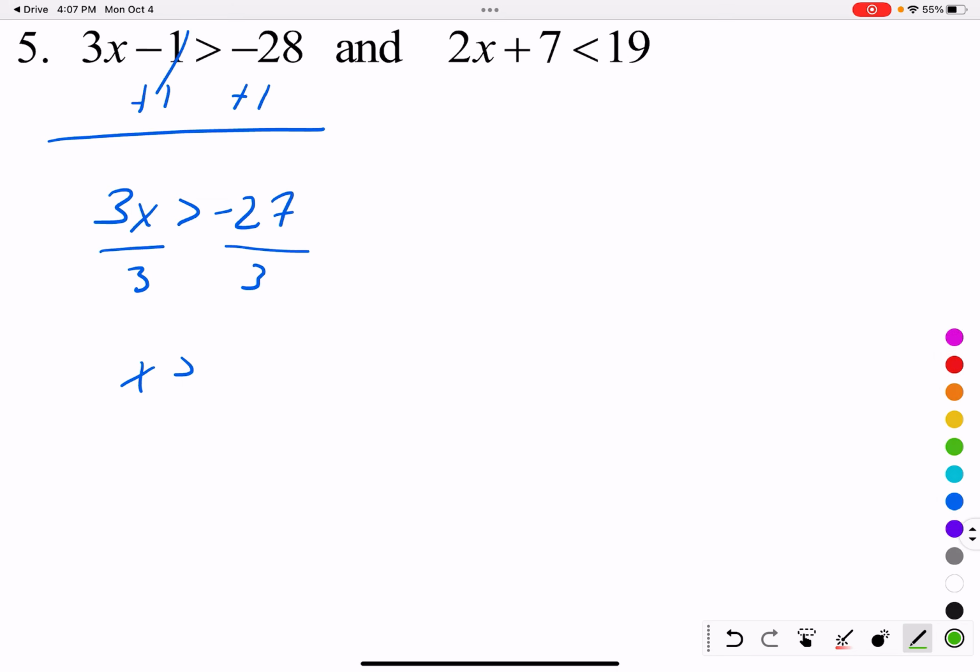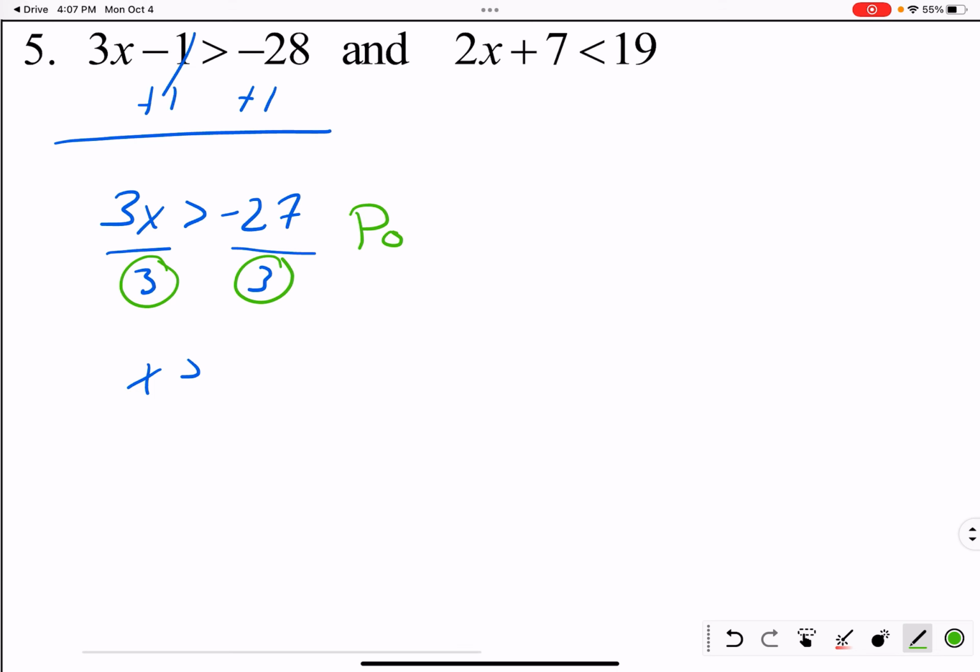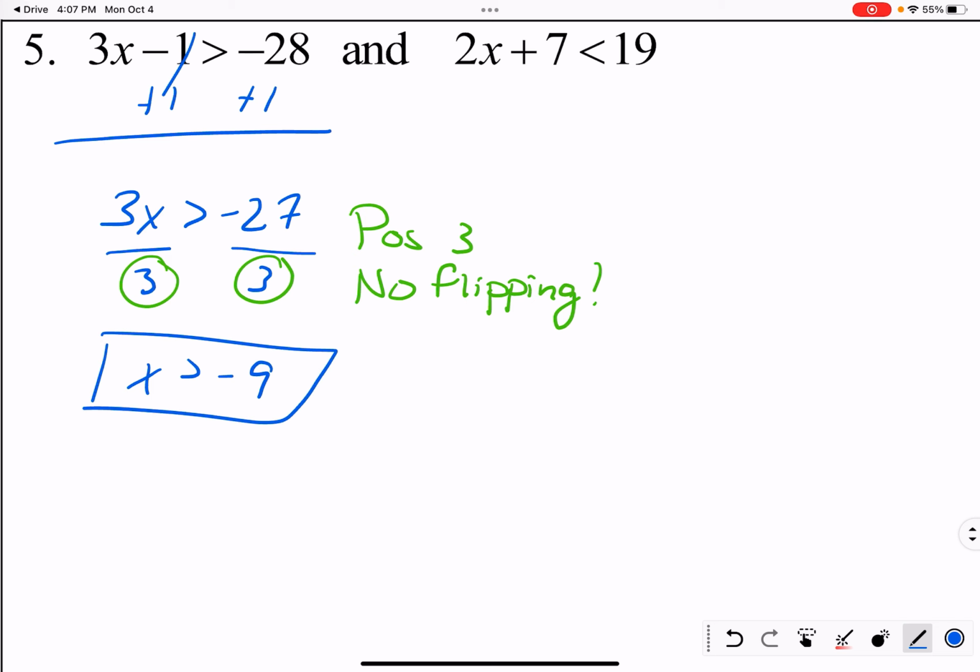Okay, so a lot of students get this mixed up. I divided by a positive 3. So positive 3, no flipping. Okay, only when you divide by or multiply by a negative. Just because this negative 27 is in the numerator has nothing to do with what you divided by. Okay, we're dividing by a positive 3, so no flipping. And then what's that, negative 9? All right, so that's the first piece, right?